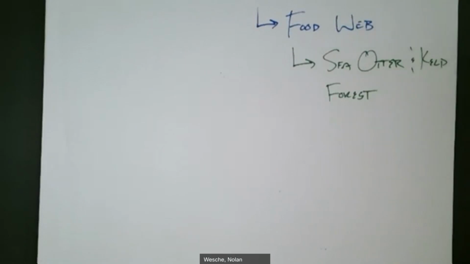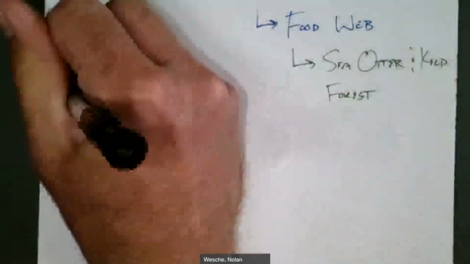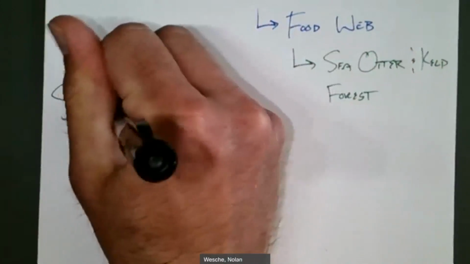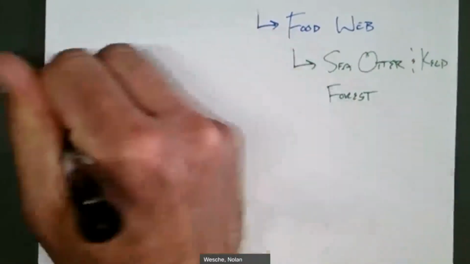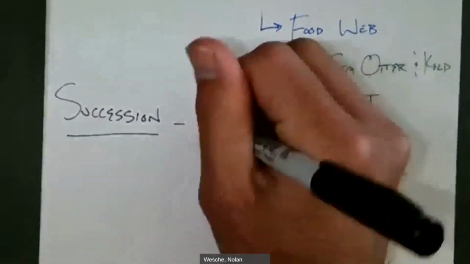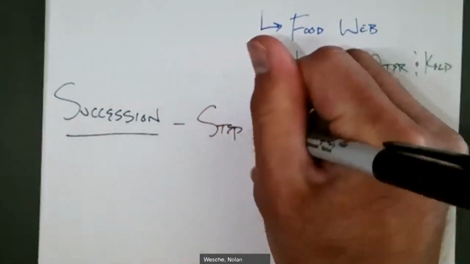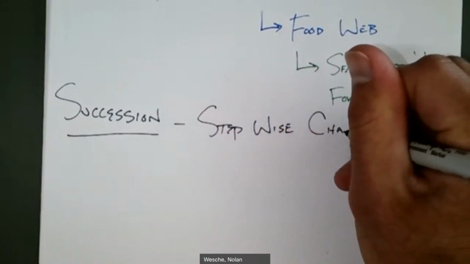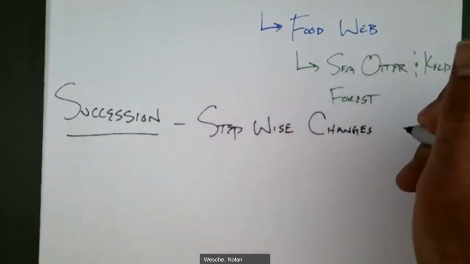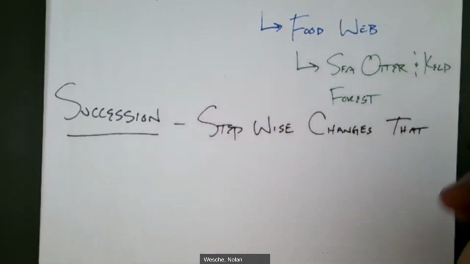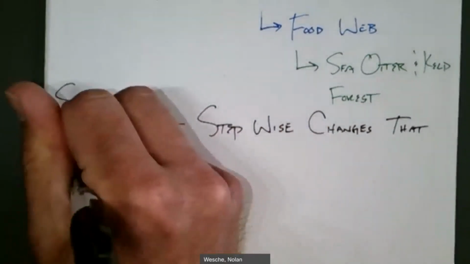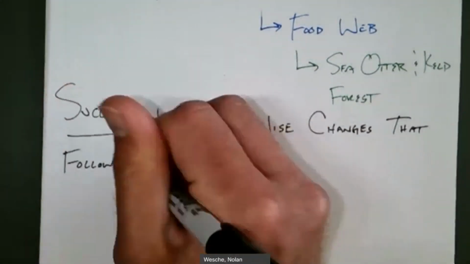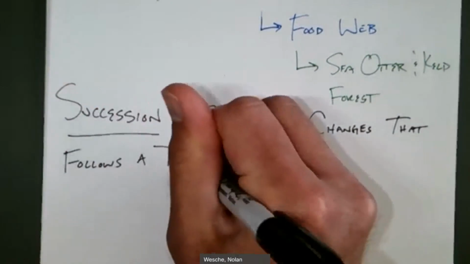Lastly, we're going to talk about something called succession. So succession is stepwise change or changes that follows a disturbance in a community.